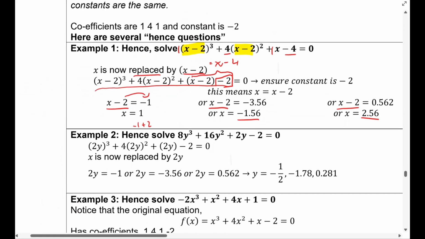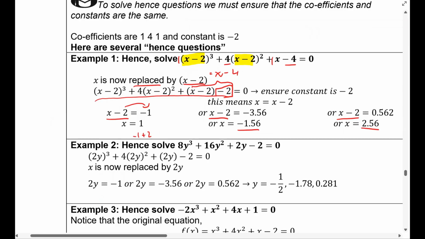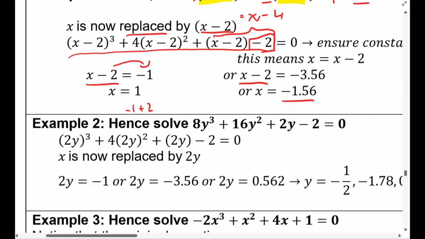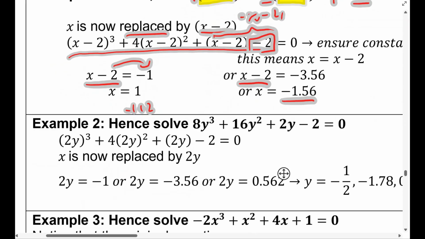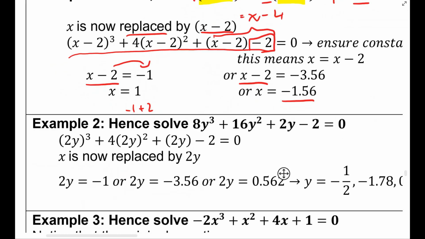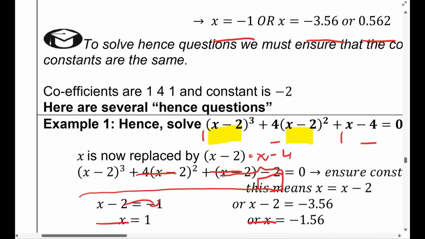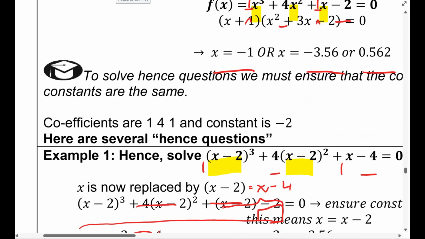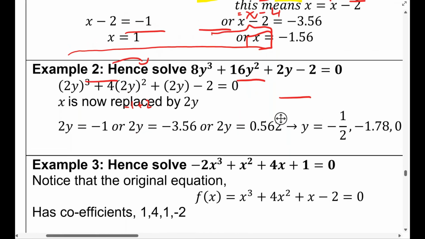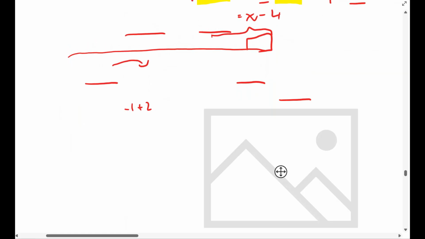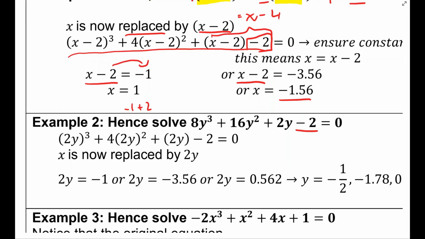Now for example 2, it might be a little bit harder to spot, but you can infer that 8 is a perfect cube and 16 is a perfect square. So when you see these kinds of special numbers, just try and keep in mind what the new replacement for your x may be. If we think back to the original coefficients, they were 1, 4, 1, and the constant is minus 2. You notice that you still have your constant of minus 2 over here. And then this x becomes 2y.